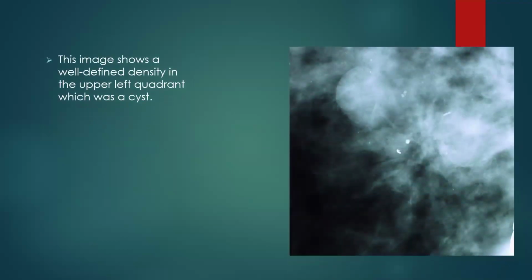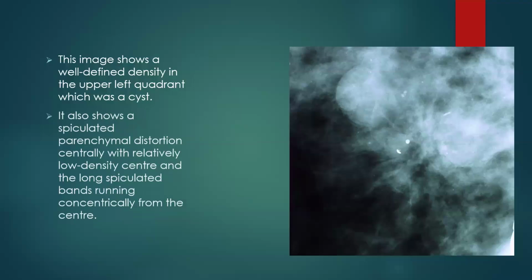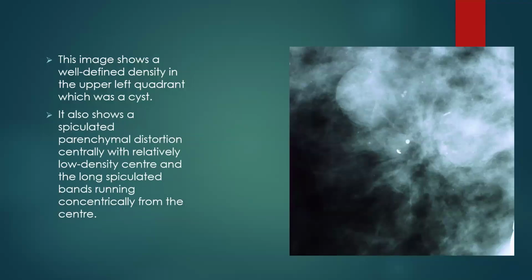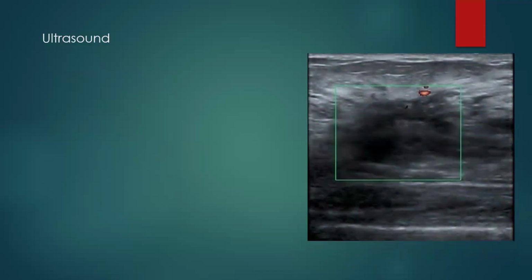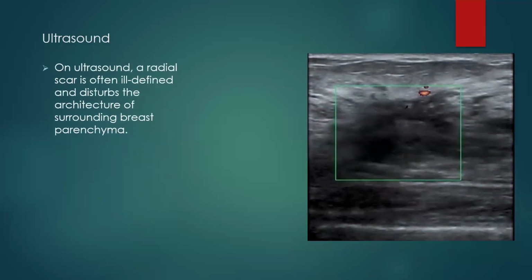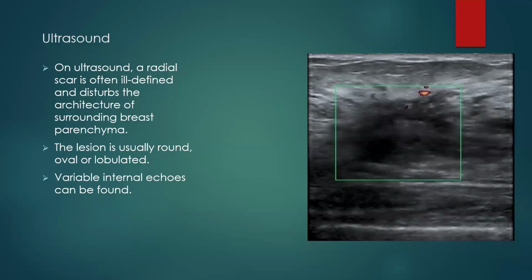This image shows a well-defined density in the upper left quadrant, which was a cyst. And it also shows a spiculated parenchymal distortion centrally with relative low density center and long spiculated bands running concentrically from the center. In ultrasound, a radial scar is often ill-defined and disturbs the architecture of the surrounding breast parenchyma. The lesion is usually round, oval, or lobulated, and variable internal echoes can be found. Some radial scars show retroacoustic attenuation or shadowing.